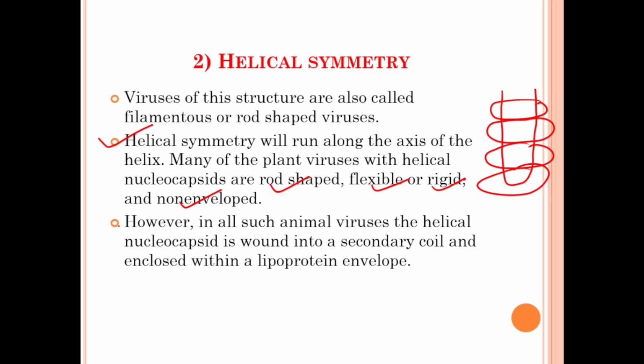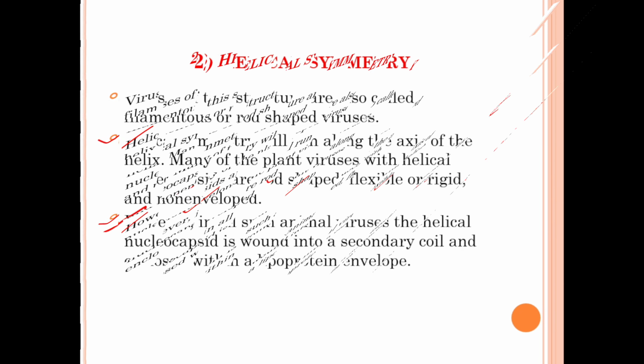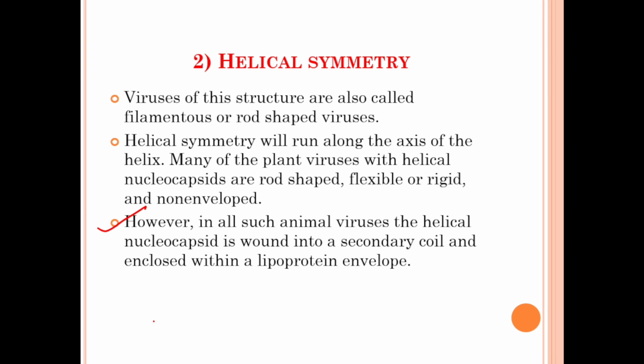ठीक है? Moving on, however, in all such animal viruses, the helical nucleocapsid is wound into the secondary coil and enclosed within a lipoprotein envelope. So, देखो, simply animal viruses के case में ये जो helical nucleocapsid होता है, ये एक secondary coil का formation करता है, साथ ही साथ it will be enclosed in a lipoprotein envelope. ठीक है? So, simply plant viruses जो helical symmetry को show करेंगे, they are non-enveloped, and animal viruses जो helical symmetry को show करेंगे, they have the lipoprotein envelope.